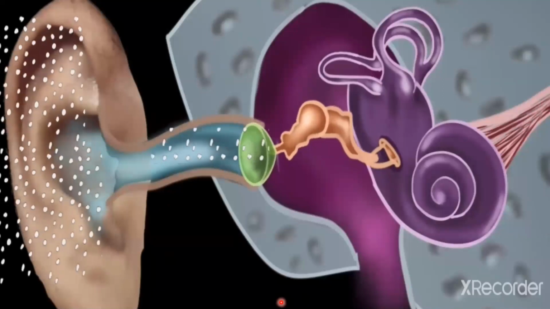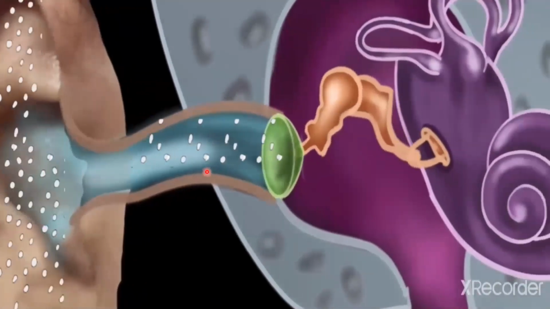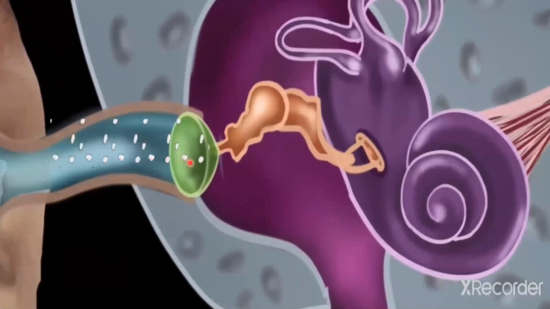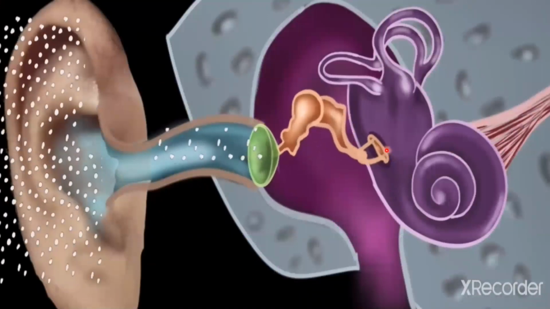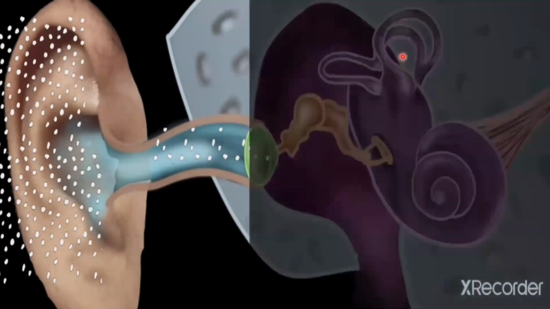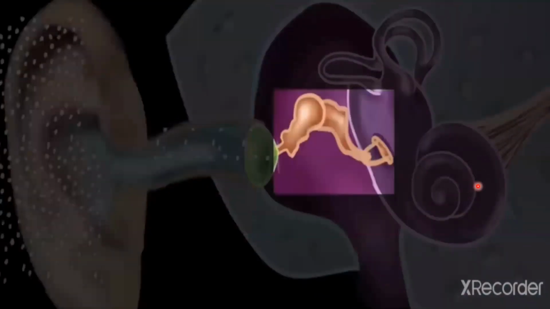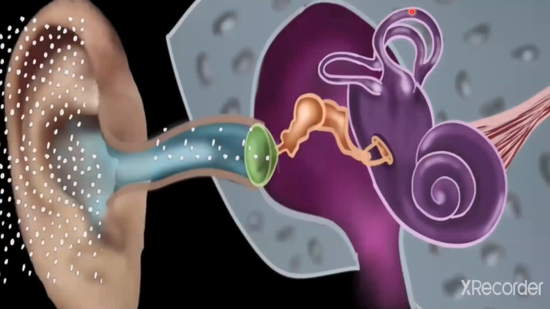Sound, the process of hearing. This is the external ear, eardrum, malleus, incus, and stapes. This is the inner ear. The inner ear consists of 3 semicircular canals, and this is the middle ear. These are 3 semicircular canals, and this is the cochlea, and this is the auditory nerve. This is the pinna, auditory canal, eardrum.